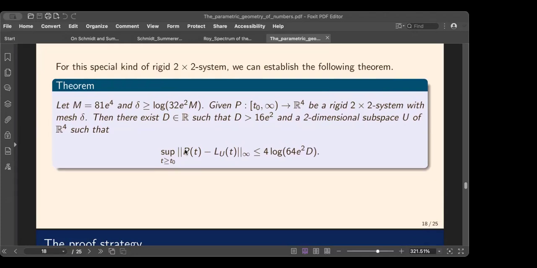Maybe the formulation is that not "there exists" but "for any D" larger than this. "They exist" is not good. So maybe here instead of "they exist", you should write "for any D". So it is not completely clear now. Okay, I will check it later.